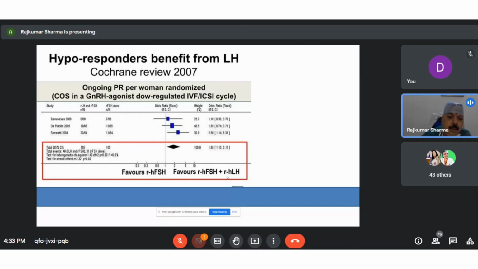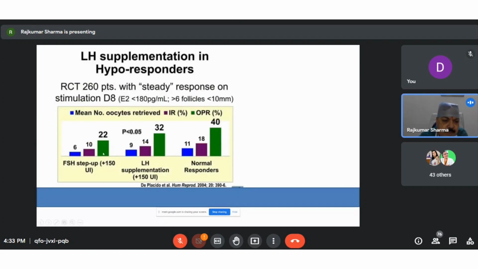So again, this RCT shows that the mean number of oocytes retrieved, implantation rate, and the pregnancy rate would be much less if you are just stepping up the FSH and the follicles are not budging as they would otherwise grow, 2 millimeter per day. But when you add LH to this group of patients, then you find that the implantation rate is improving, the pregnancy rate is improving, and the number of oocytes is also improving, and it becomes almost like a normal responder.